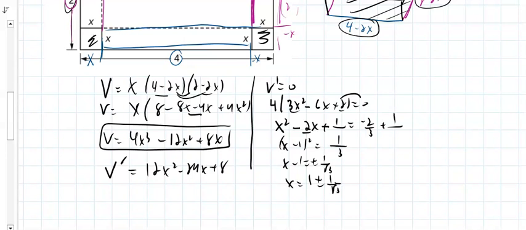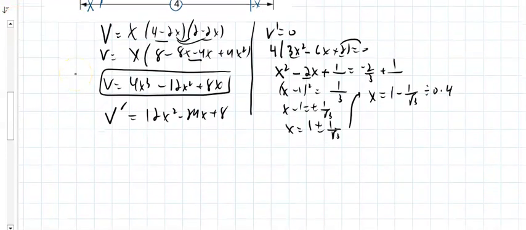Radical 3 is about 1.7. So 1 divided by 1.7. Basically, 1 plus cannot work. It has to be 1 minus 1 divided by radical 3. Like we said, if this side is 2, you can't cut more than 1. So 1 minus that is roughly about 0.4, or 0.5, something like that.